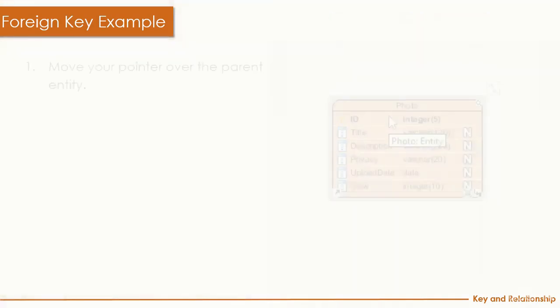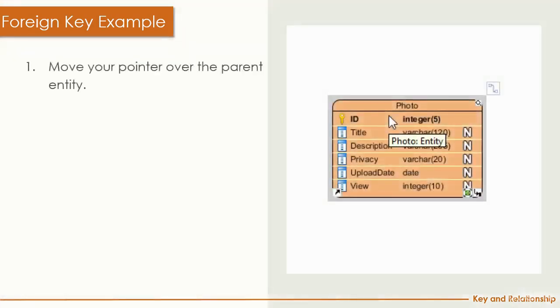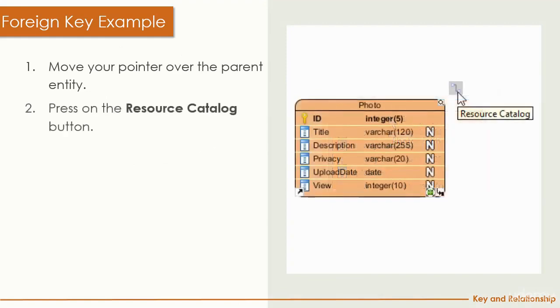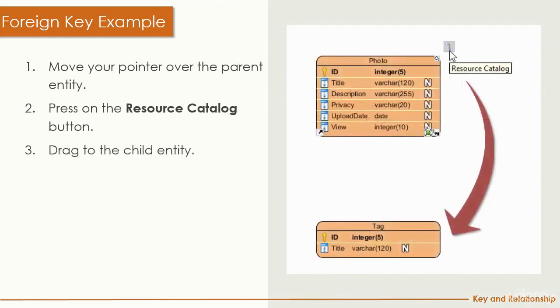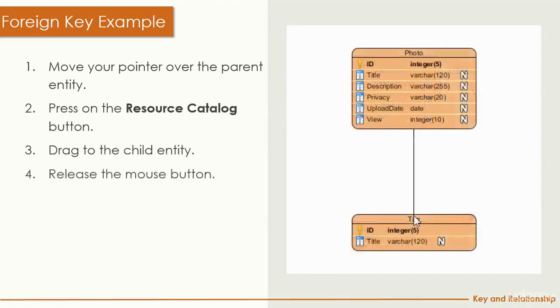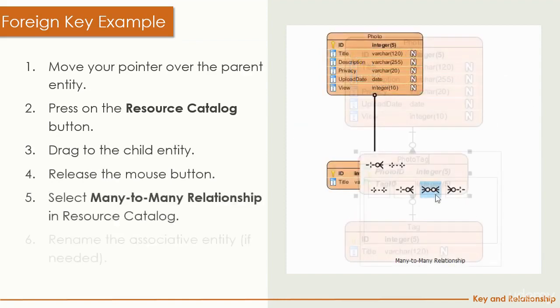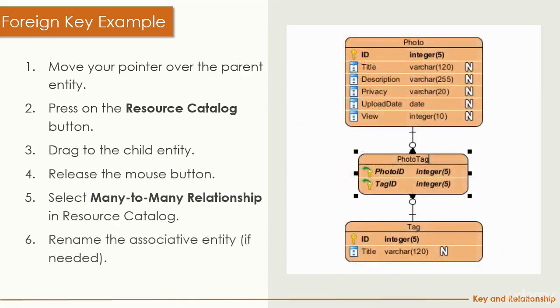To create the many-to-many relationship, also similar to the one-to-many, just go to the resource catalog and then drag to the target table, and select many-to-many. Then we will create the associative table for you. You don't need to do it yourself, you just name it. And then the relationship will be formed. So it's easy and straightforward.